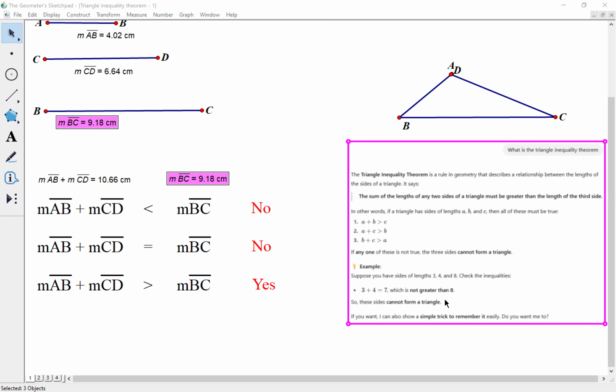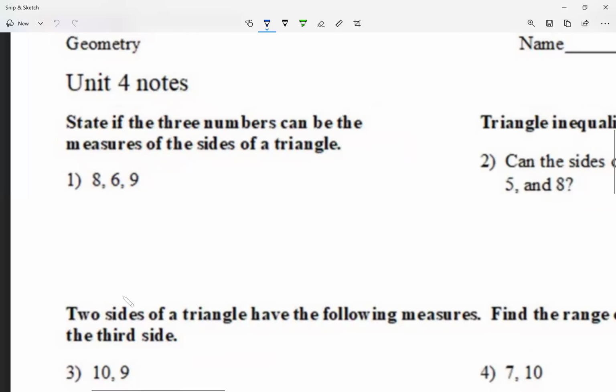So let's take a look. I don't need ChatGPT for my homework here. Let's take a look at question number 1. State if the three numbers can be the measures of the sides of a triangle. I'm interested here in the big side. The numbers are not going to be given in any order, so don't think they're going to be from small to large. Sometimes they will, but not always. It's just three random numbers. So what I do is identify the big number. In my case, 8, 6, and 9. The big side is 9.